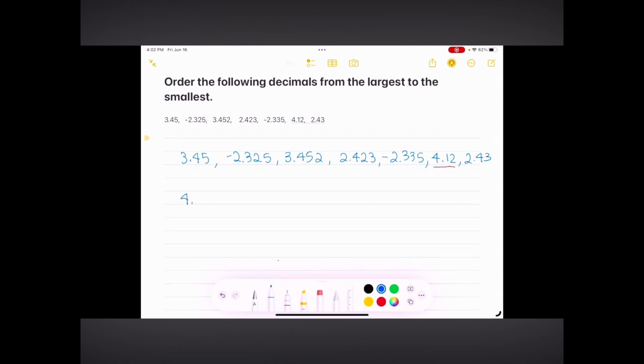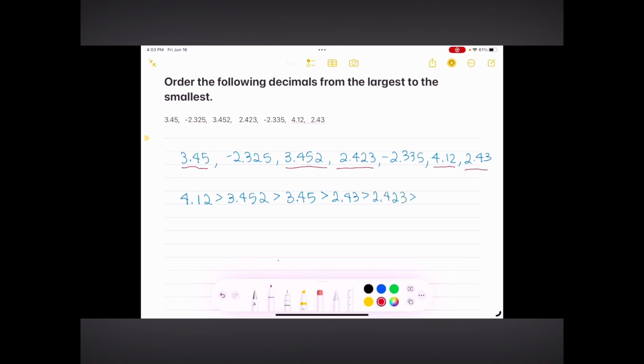The largest number here is 4.12. The next smaller decimal is 3.452. Mark that off your list, and then 3.45, and then 2.43. Mark that off. 2.423 is next.